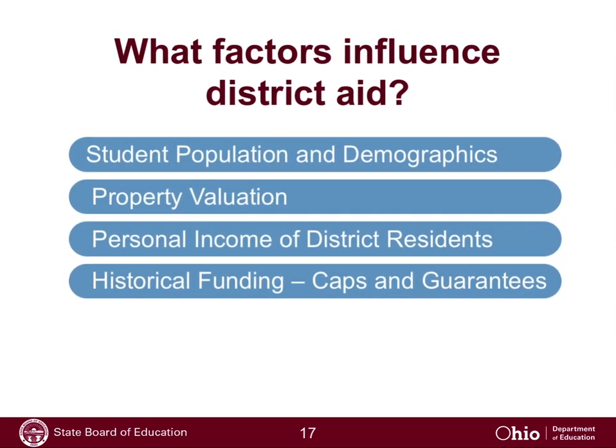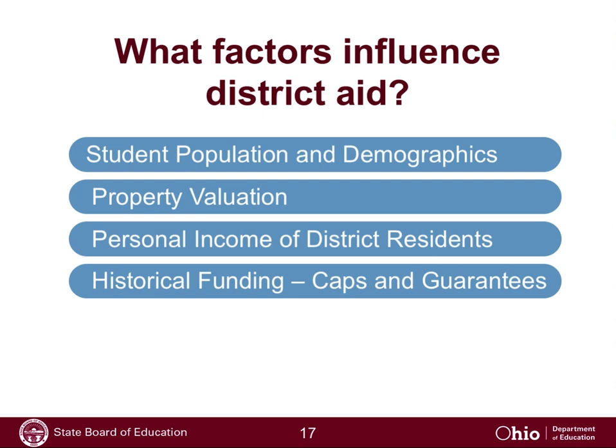The first one is student population and demographics. If you have fewer students, and they're crunched through a formula that relies on the number of students, it's likely that the formula, in terms of an overall dollar amount, is going to produce a lower number. And then as the state share is applied to that, that could result in lower funding from the state.